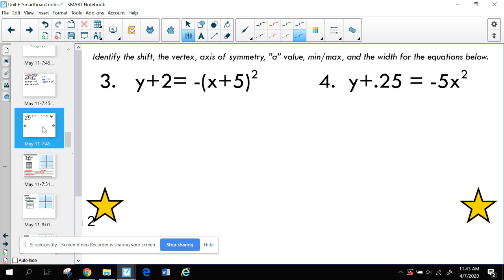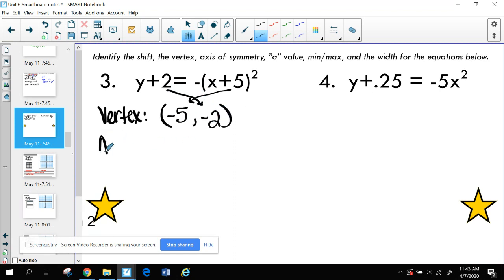We'll take a look at 2 more, just kind of pick out some special case situations that might happen. In example 4, here I have y plus 2 equals -1, we don't have to write the 1, but it's -1 times x plus 5. So the first thing I'm going to pick out is my vertex. Since this is a +5, it means my vertex really happened at -5. Since this is a +2, that means my vertex really happened at -2.